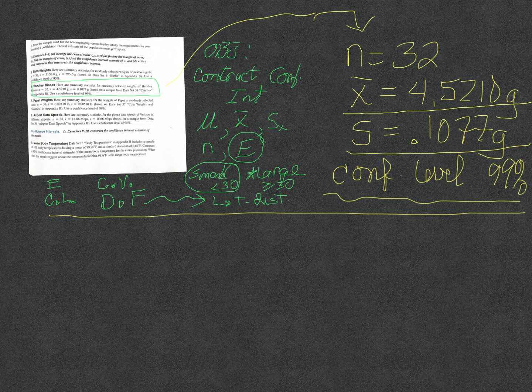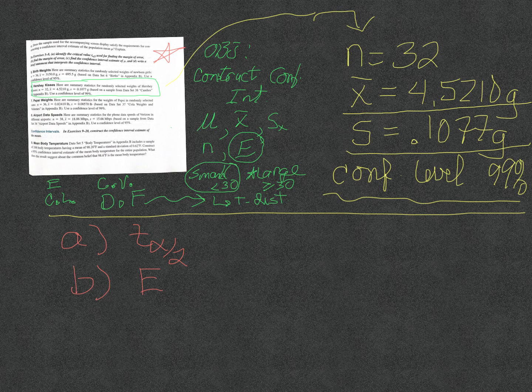Now, the problem asks us right here, we want to do 4 things. We want to find the critical value t sub alpha over 2. What is that? Okay. We want to then be able to find the margin of error. Okay.